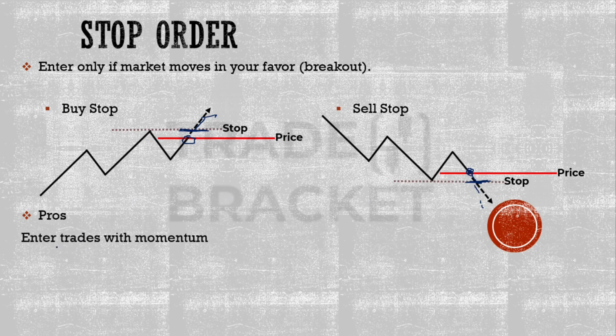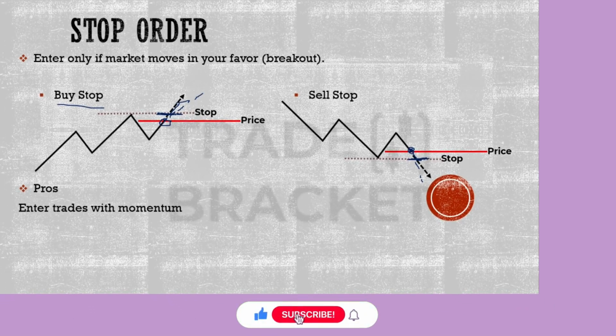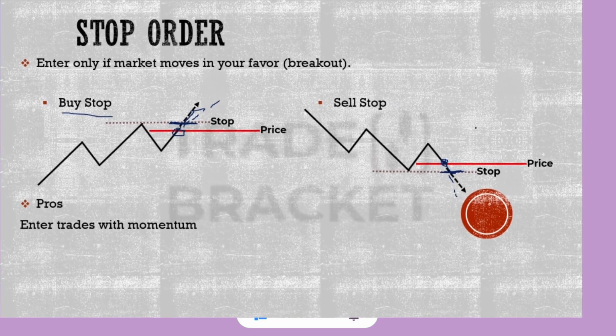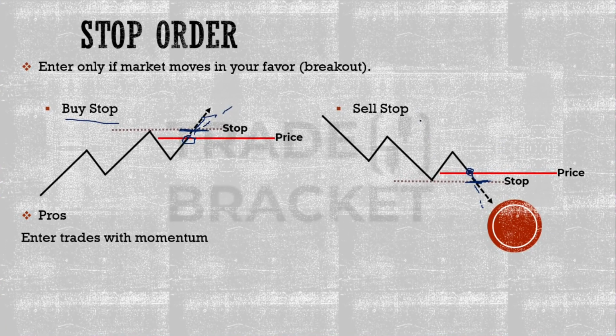So what are some of the pros? Some of the pros is you enter trades with momentum. For the buy stop example, price is moving up, so the momentum is for the buy. So when you place the buy stop order up here, you are trading with the buy momentum. Same thing using the sell stop order: you execute the trade with the sell momentum because price is going down. So when price hits that sell stop order, it will continue that sell momentum.